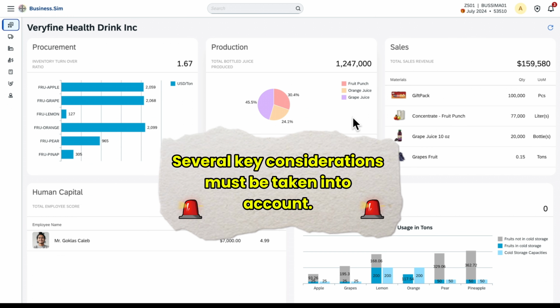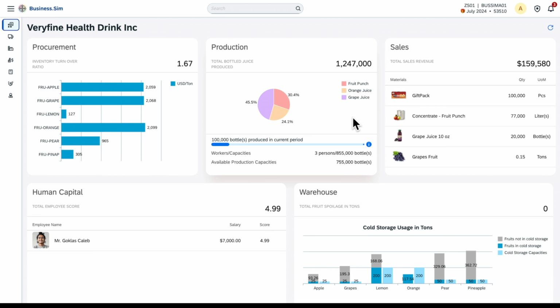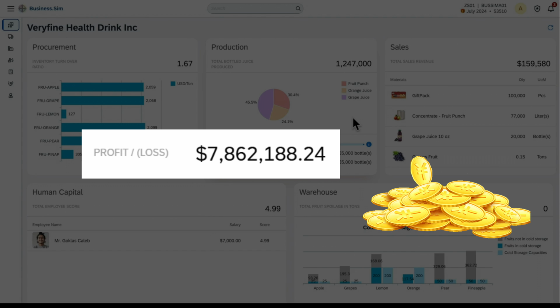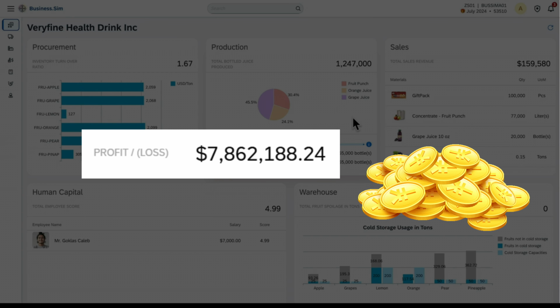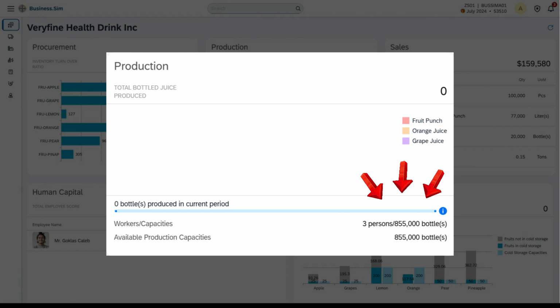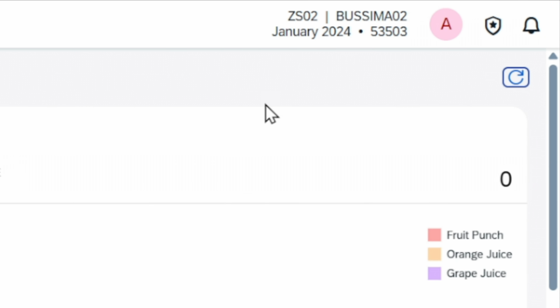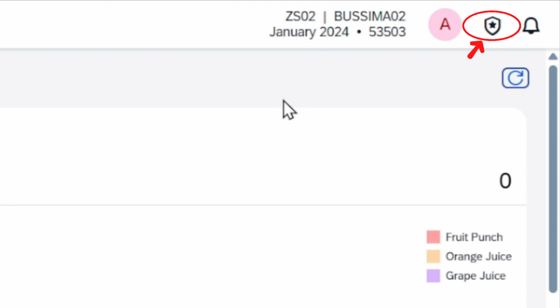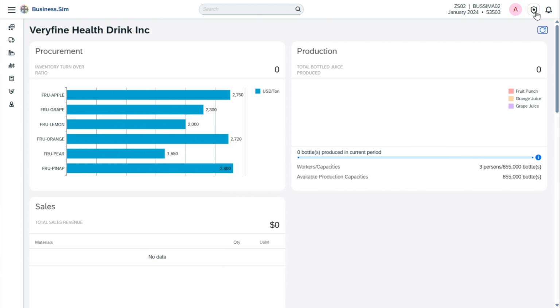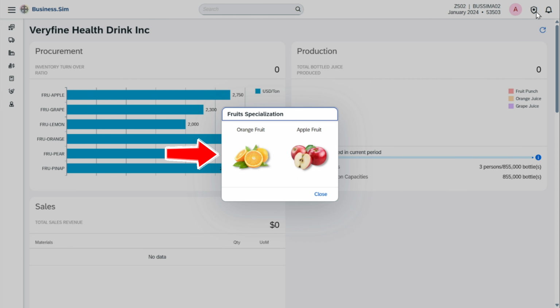When planning the juice production, there are several important things that need to be considered. We plan to produce juice with the goal of achieving the best possible profit. We must understand the capacity of workers in producing juice. We also need to check the cash in bank to purchase juice production needs. Then, we need to understand the types of fruits that are the company's specialties to ensure the juice production plan runs accurately.